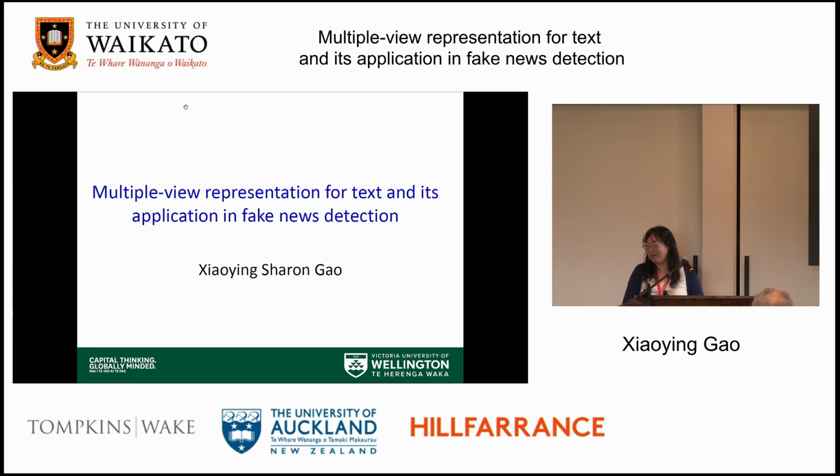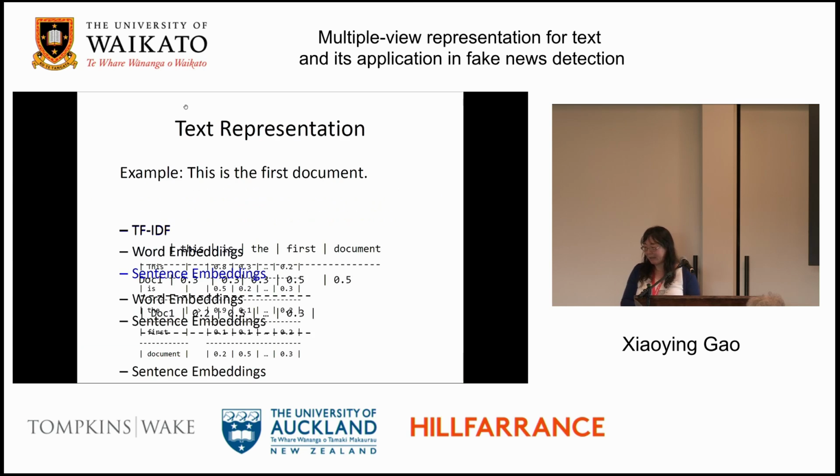So today I will talk about how to design a new representation for text, and it's one of the applications on fake news detection. To represent a text, I have a wonderful example with some wonderful animation that's not working. But I think it makes sense. There are many different kinds of representations, right?